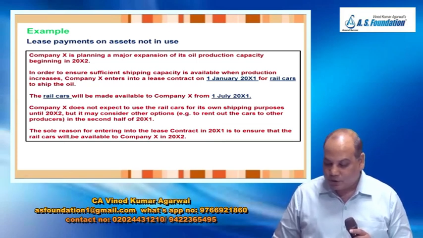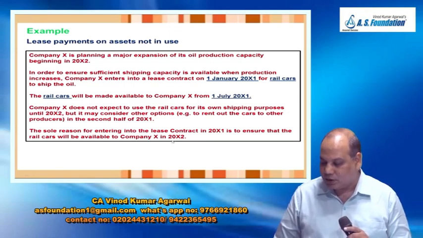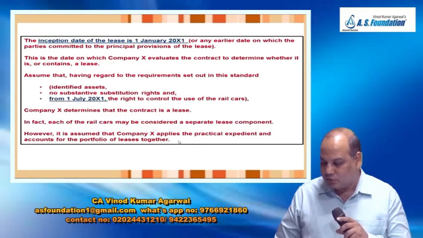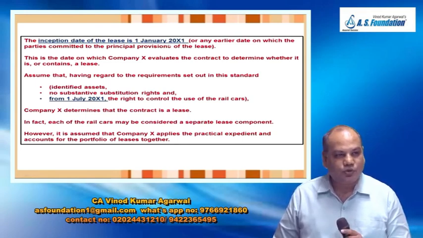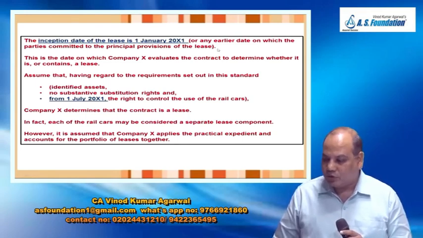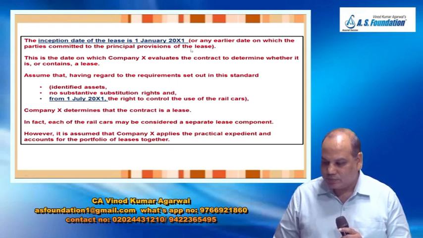The sole reason for entering into the lease contract in 20x1 is to ensure that the rail cars will be available to Company X in 20x2. Now see how you will present the answer. The inception date is 1st January 20x1 or any earlier date on which parties committed to the principal provisions of the lease.